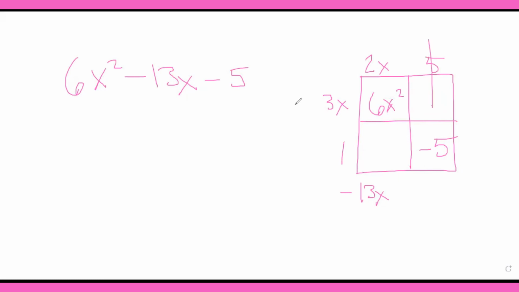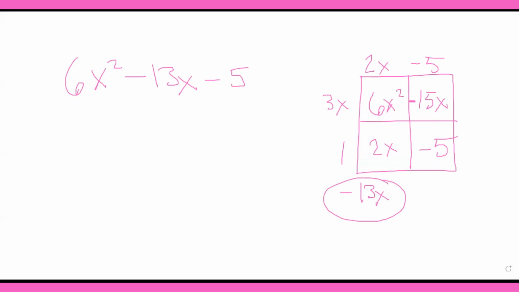So I'm going to work here and work on my column. So 3 times 5, or 3x times 5, that would get me a positive 15x. And then here, 2x times 1, that would get me a positive 2x. So I need negative 13x. So this does work out. 15 and 2 can add up to negative 13 if the 15 is negative. So to do that, I would need to make this 5 negative, and that works out because I needed this one to be negative 5.